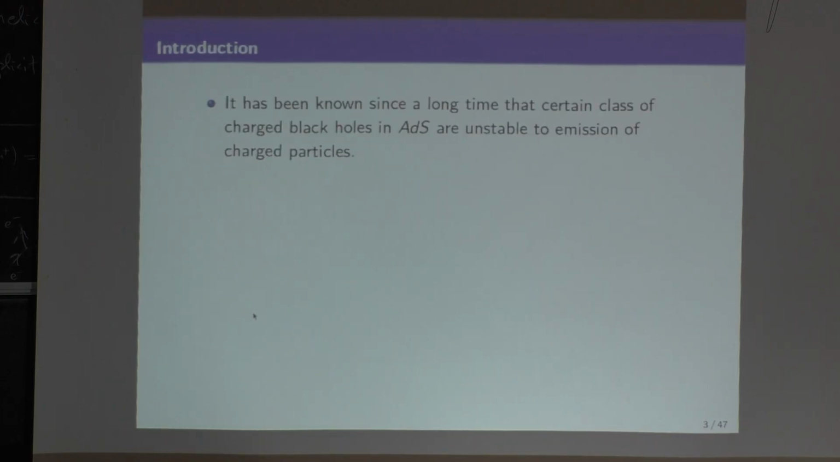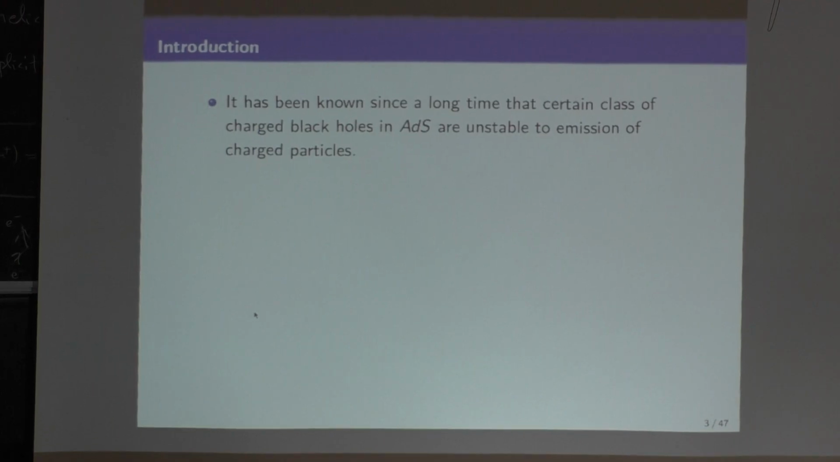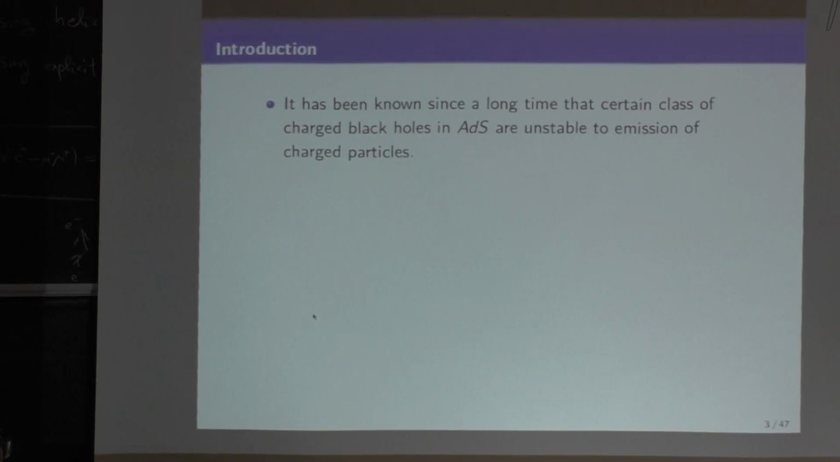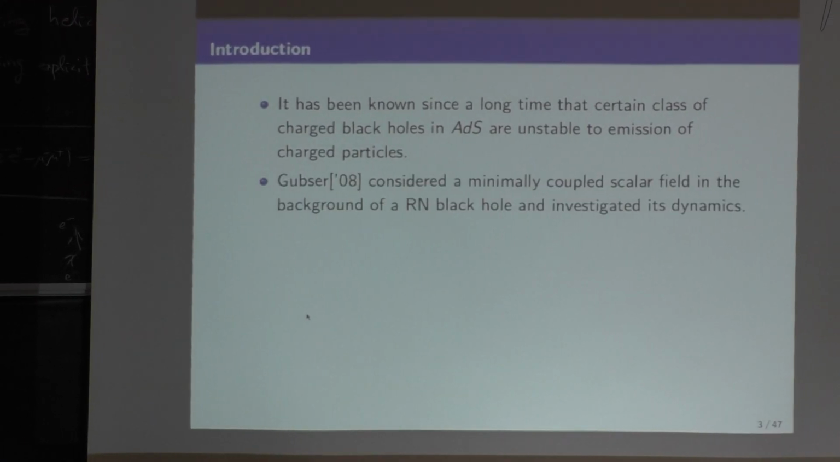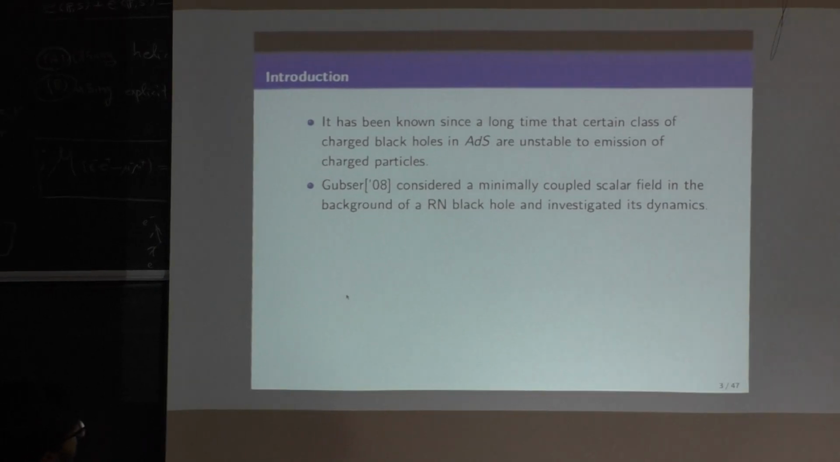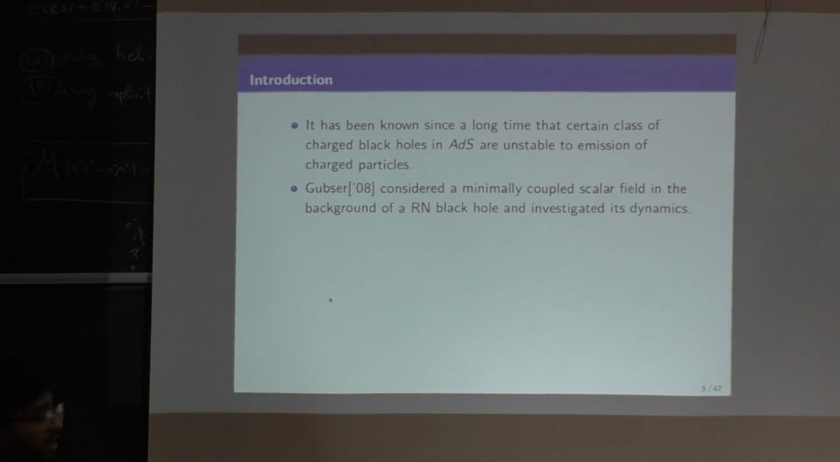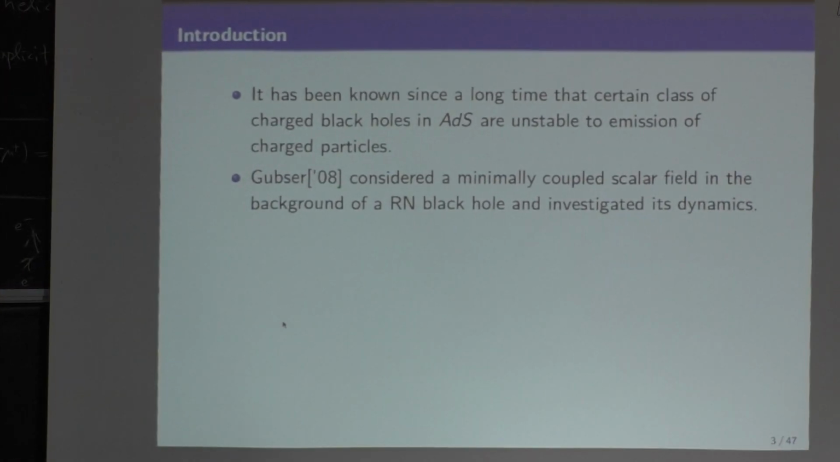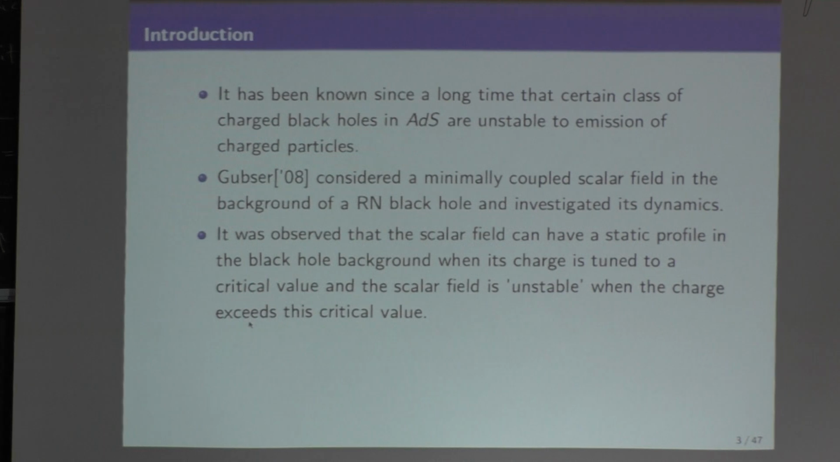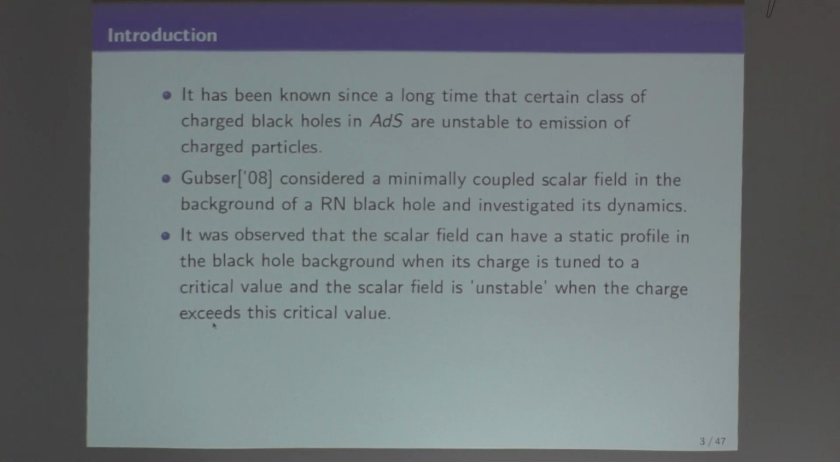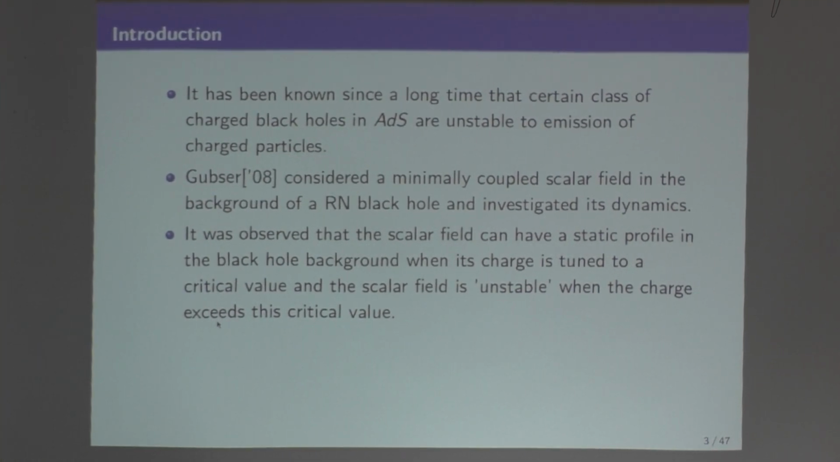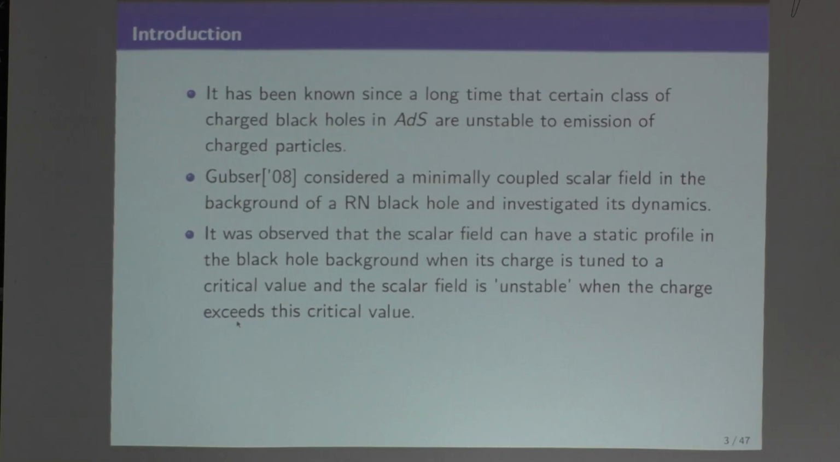Okay, so it's been known for quite some time now that there is a certain class of black holes in AdS which are unstable to emission of charged particles. So Gubser had first considered a minimally coupled scalar field in the background of a Reissner-Nordström black hole and investigated its dynamics. What you observe is that when you tune the scalar field's charge to some critical value, it can have a static profile in the black hole background.